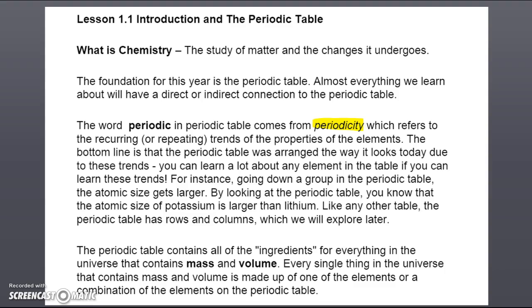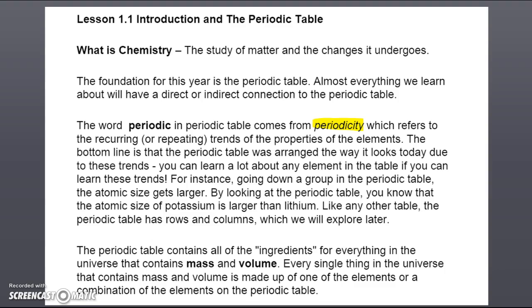So for instance, if you know the trend that going down a group in the periodic table, the atomic size gets larger. If you just look at the periodic table, then you know that the atomic size of potassium is larger than lithium, since it is lower in the periodic table in terms of going down a column. Like any other table, the periodic table has rows and columns, and we will be referring to what these refer to later.